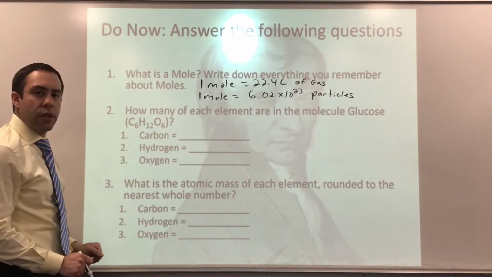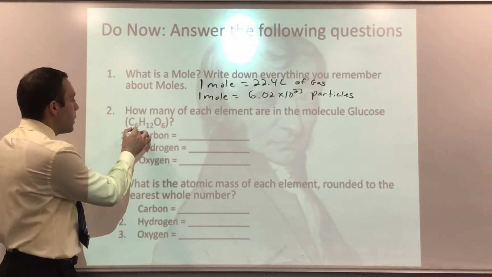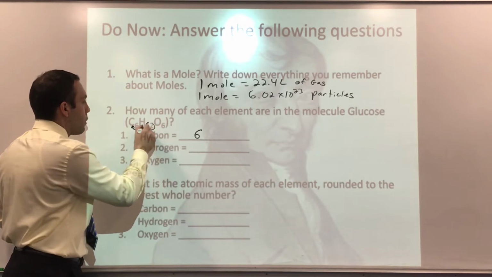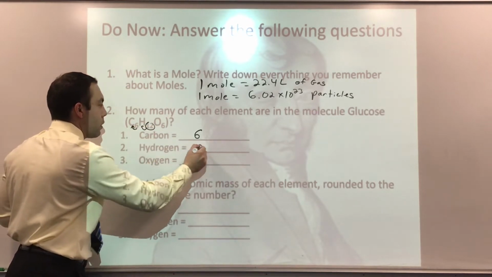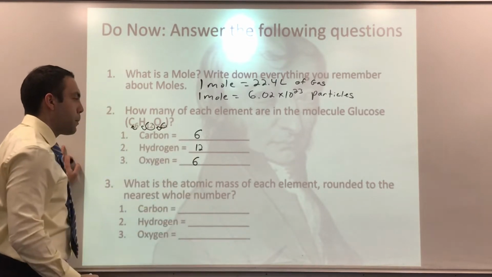For the second question, how many of each element are in the molecule glucose? C6, there are 6 carbons. H12, 12 hydrogens, and O6, 6 oxygens.